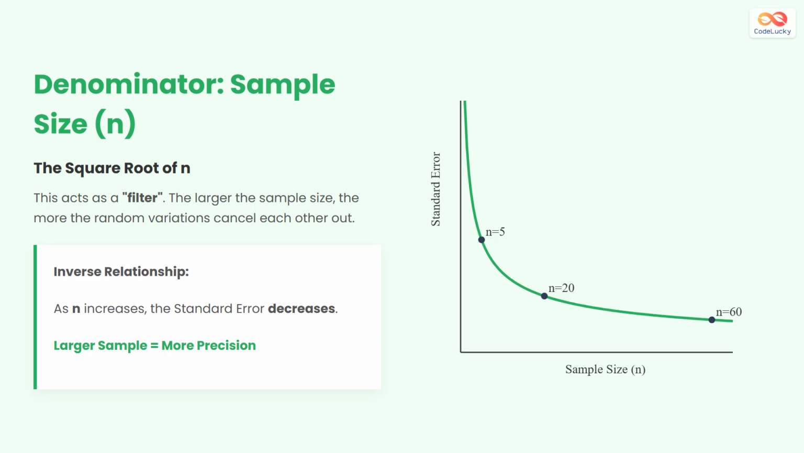Now look at the bottom. The square root of n. This is the sample size. Because it is in the denominator, it has an inverse relationship with the error. As you collect more data, n gets bigger and the result gets smaller. This makes intuitive sense. More data means more precision and less error.